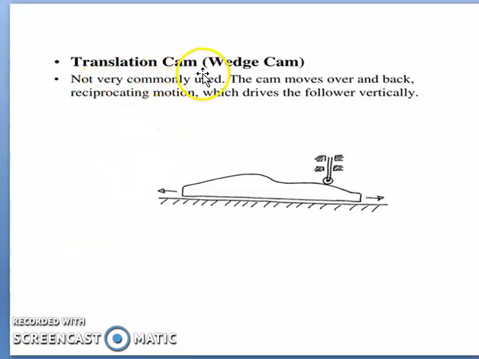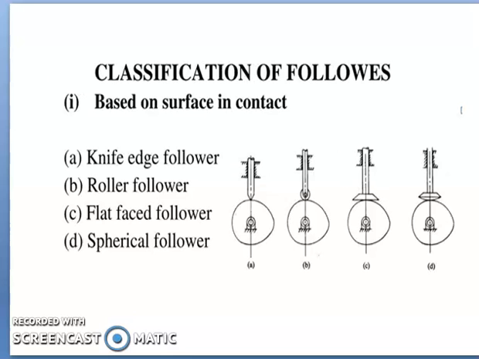Next is the translational cam or wedge cam. These cams are not very commonly used. The cam moves over and back in a reciprocating motion, which causes the follower to move vertically. Next we'll discuss the classification of followers.